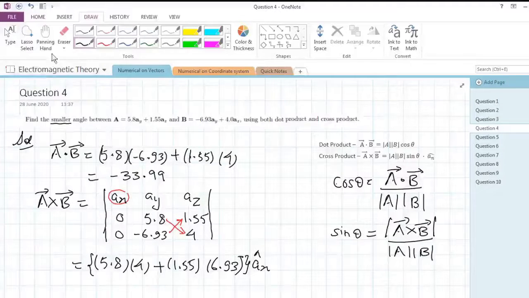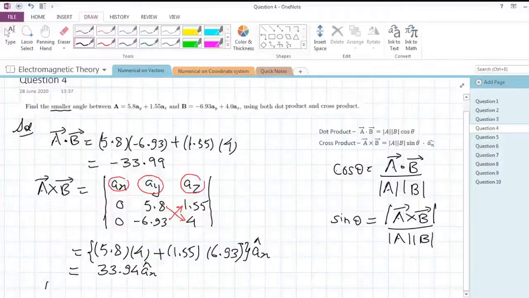Now to find the coefficients of AY and AZ, you'll have to multiply these two zeros with the rightmost elements, and then cross multiply again these zeros with the central elements. So the coefficients of AY and AZ will result in 0. So we don't need to find the coefficients of AY and AZ. So we'll finally write the answer of this, and it will be 33.94 AX.